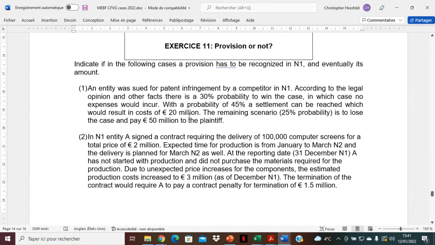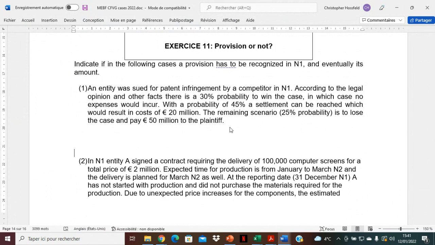Okay, number 1, an entity was sued for patent infringement by a competitor. According to the legal opinion and other facts, there's a 30% probability that we win the case, in which case we wouldn't pay anything. There's a probability of 45% that we can reach a settlement, and that would cost 20 million. And there's a 25% probability that we lose the case. And in this scenario, we probably need to pay 50 million.